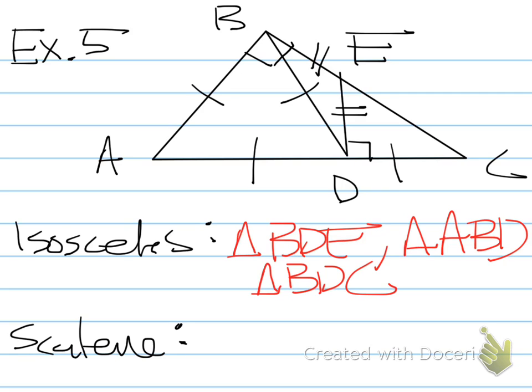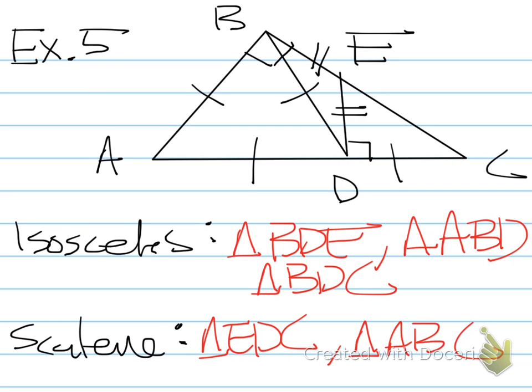The scalene triangles in the figure, we have triangle EDC, that's a scalene triangle, and ABC is also a scalene triangle.